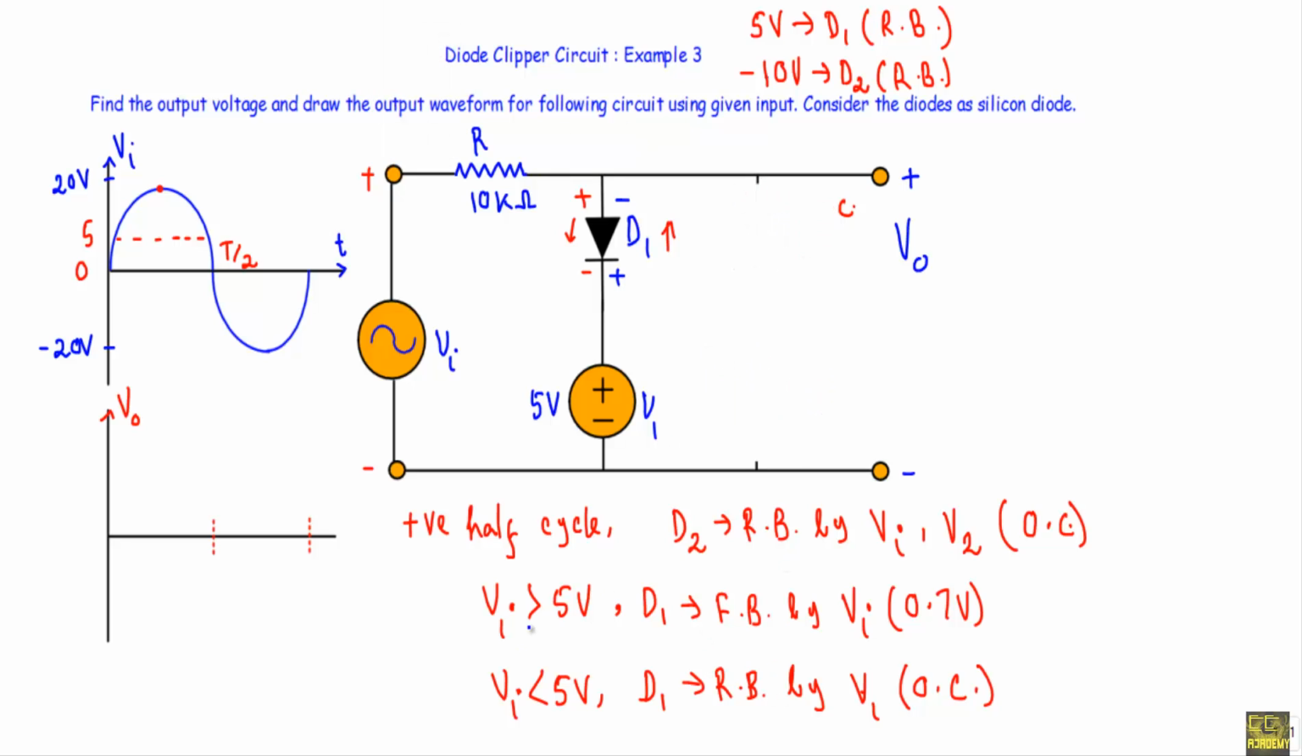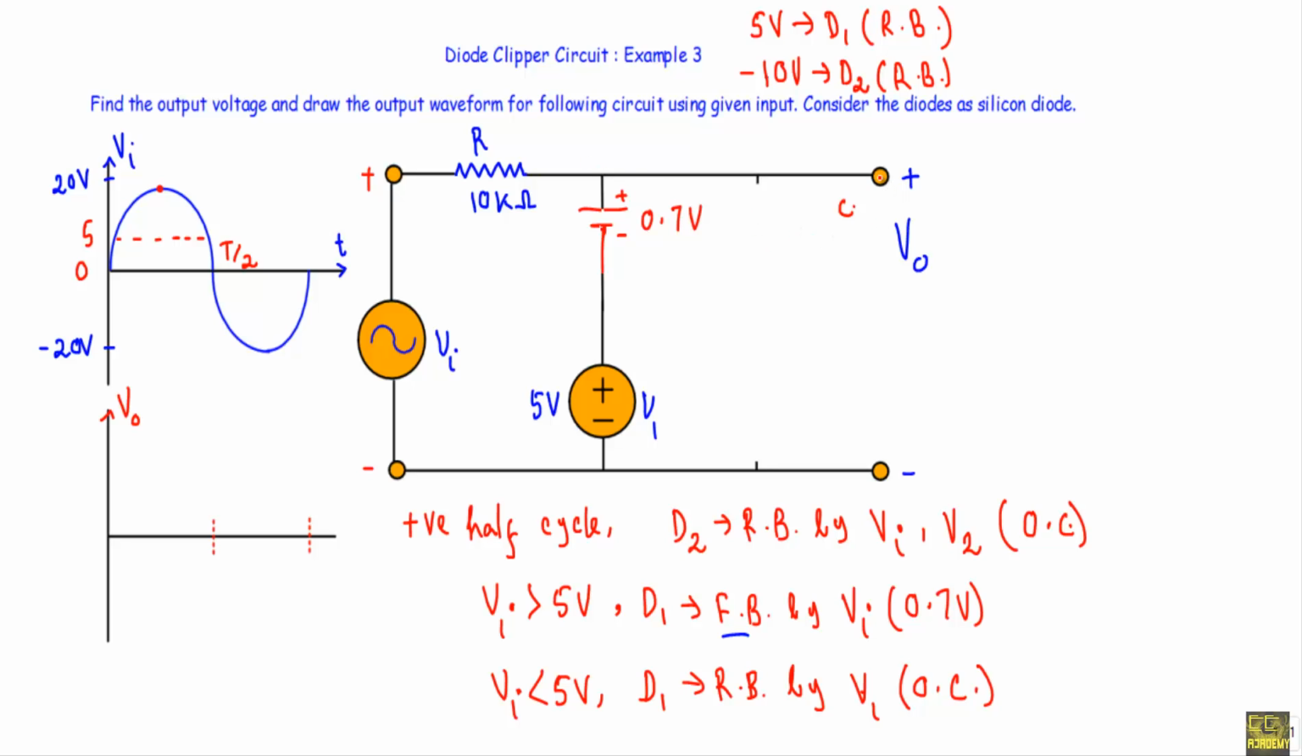And here we have two cases. When Vi is greater than 5 volt, this diode D1 will be in forward bias. In that case, I will replace the diode D1 with a 0.7 volt source. Let me do that. After replacing the diode D1 with a 0.7 volt source, I will get a circuit like this.